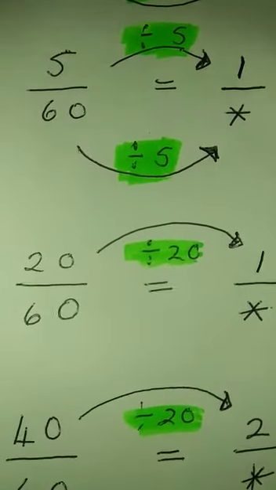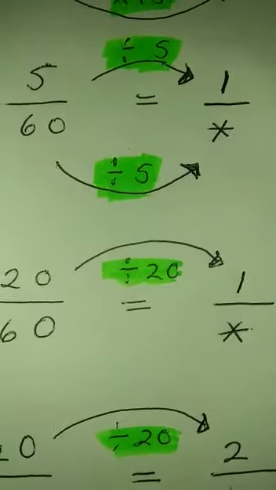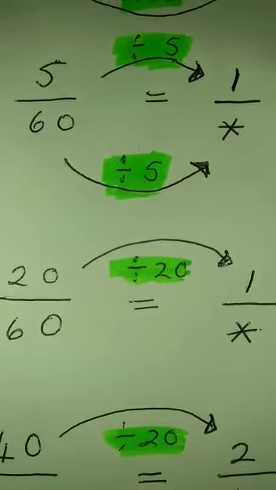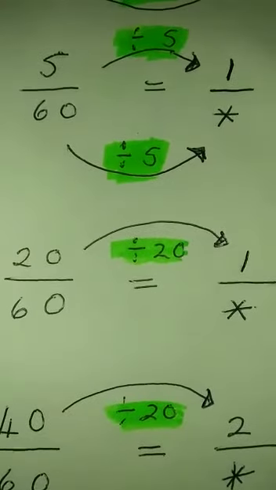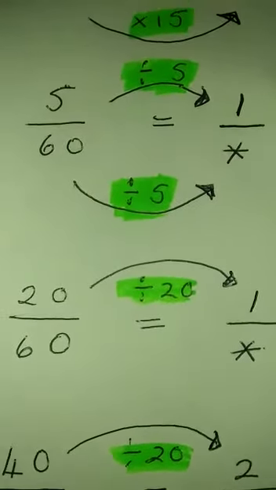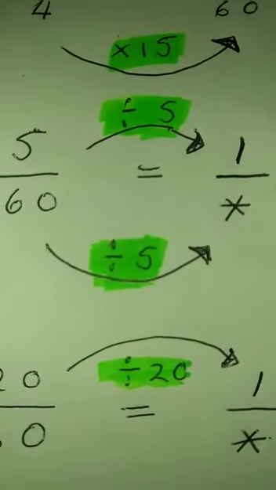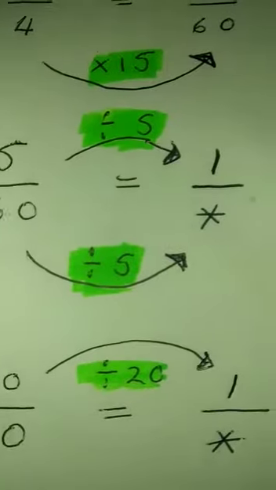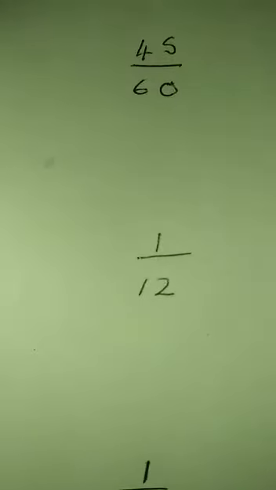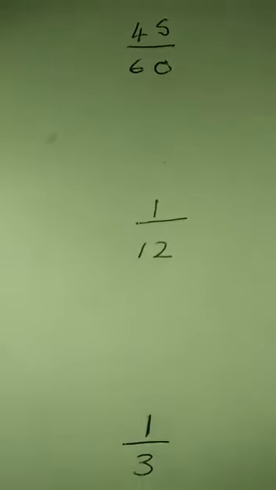If you're asked what 5 out of 60 would be as an equivalent fraction where they only give you the numerator of 1, you have divided 5 by 5 to get 1. Therefore 60 must also be divided by 5. And 60 divided by 5 is 12. Therefore your equivalent fraction for 5 over 60 is 1/12.